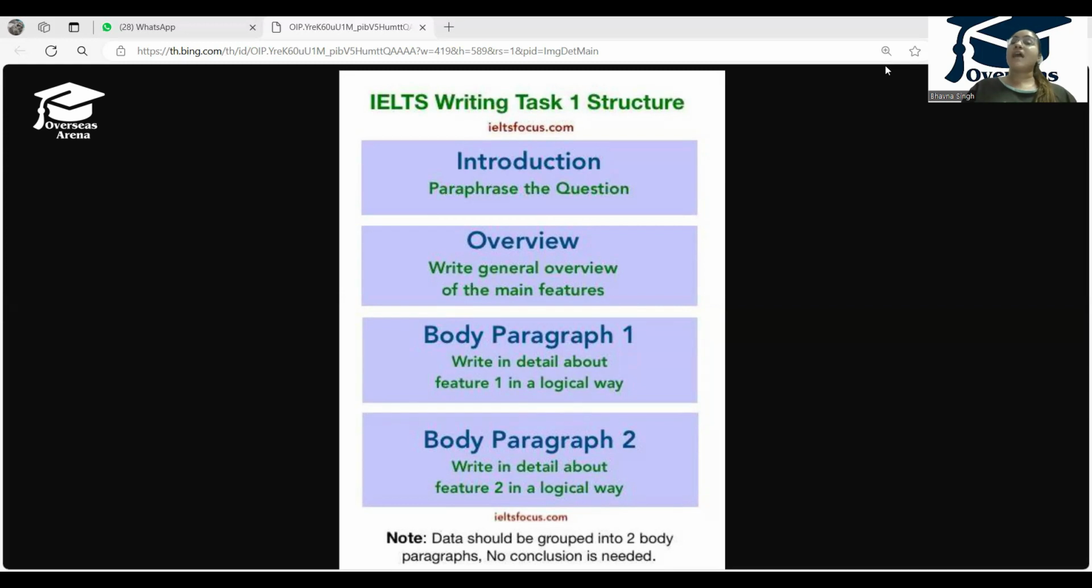And the word limit that we have is 150 words. Sharp 150 words, neither less than that nor greater than that. Otherwise, that will lead to reduction in your band. So keep in mind that there is no conclusion that is given. Only 4 paragraphs you need to make: introduction, overview, BP1, BP2. And you can merge introduction and overview into one single paragraph also. That format is also acceptable.